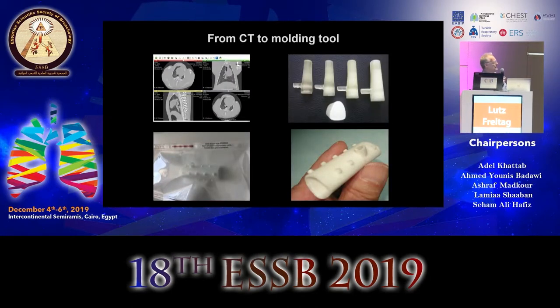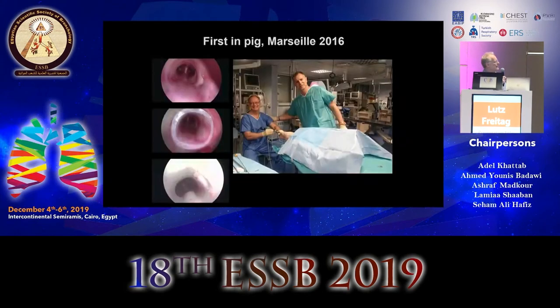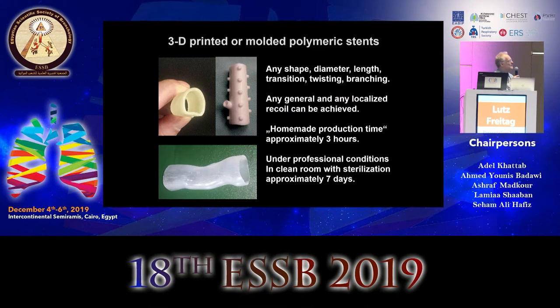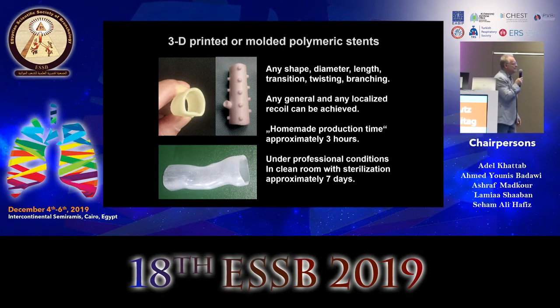These are typical examples of stents for animals. This is Hervé Dutoux, where we placed the first in pig in Marseille in 2016. So, technically feasible. And since then, I have modified the technique in several ways to speed it up and make it better. So with these printed and molded polymeric stents, you can, as I said, produce anything.